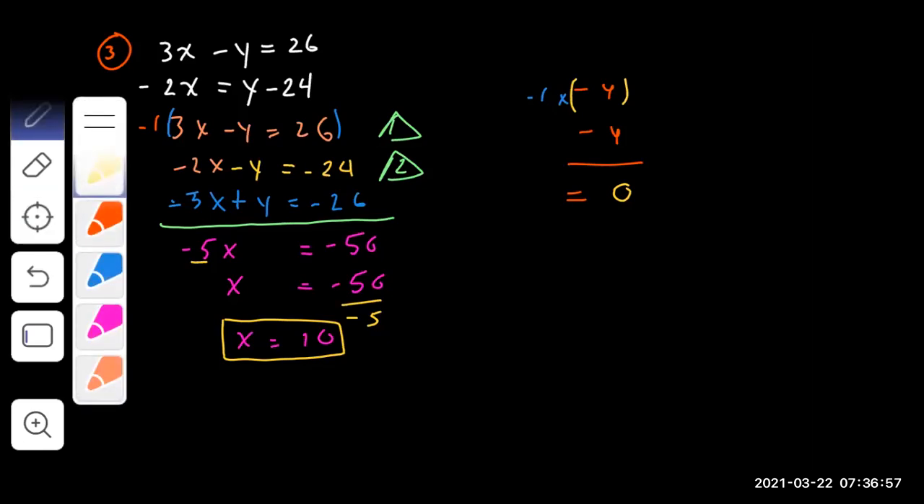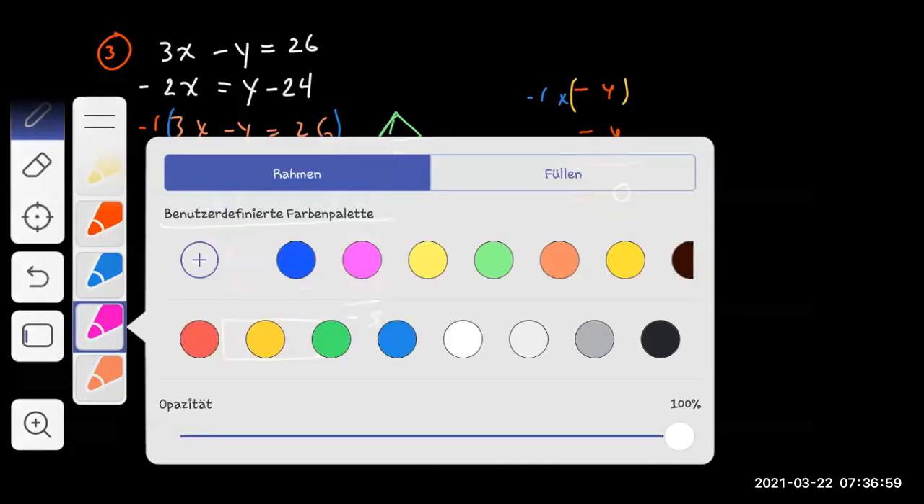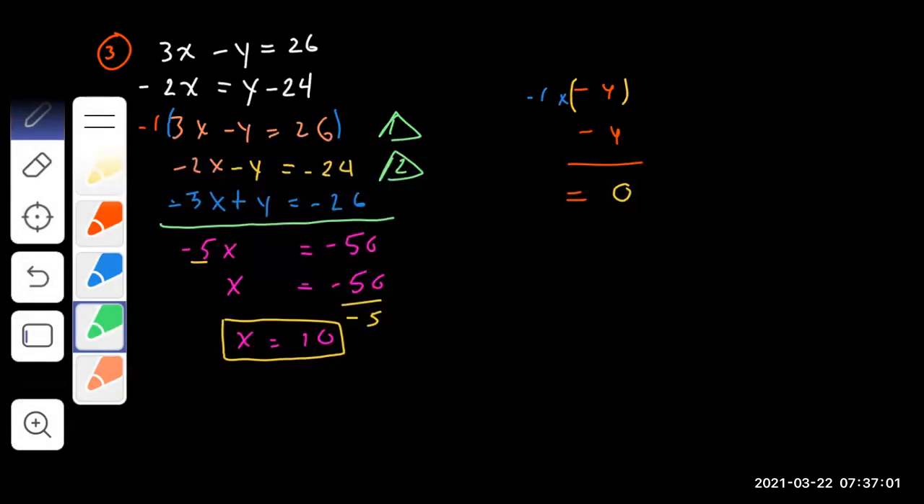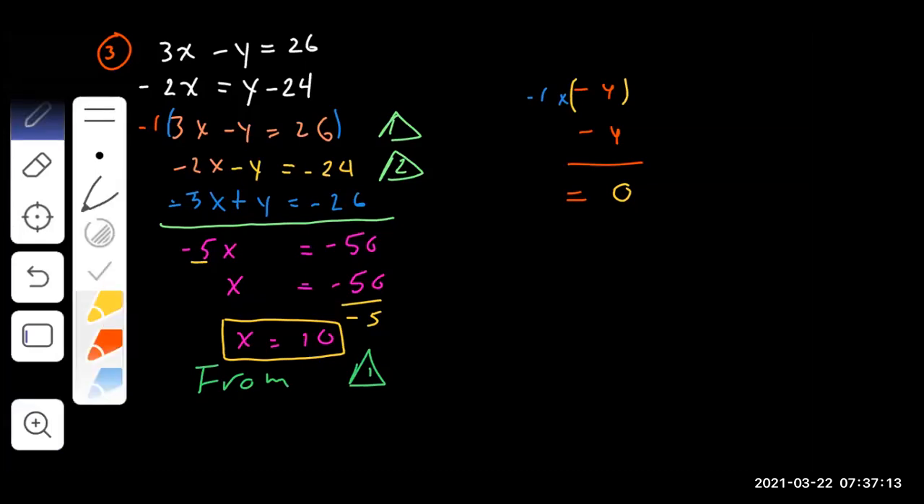Now I need to take another equation, guys. You will have to help me. Which equation do you want to substitute x in? The first. You can take the second one, whatever, guys. Okay, let's take the first one, which is 3x minus y equals 26.